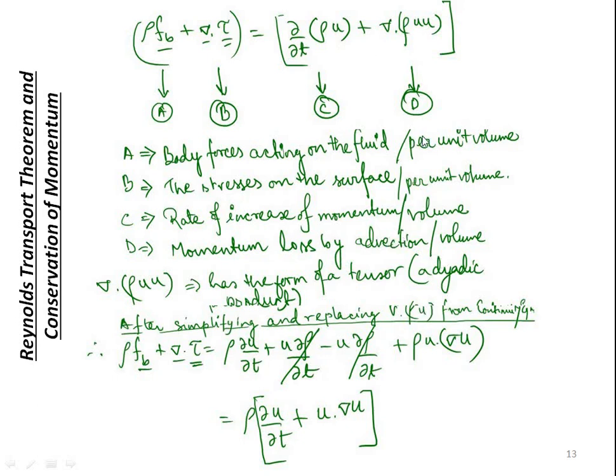So these are all D terms. Now please note that in D, that is the divergence of rho uu, we have a tensor. What is the divergence of rho uu? It is a tensor. It's actually a dyadic product. What is a dyadic product? It is when two vectors make a tensor. There are two different vectors present.